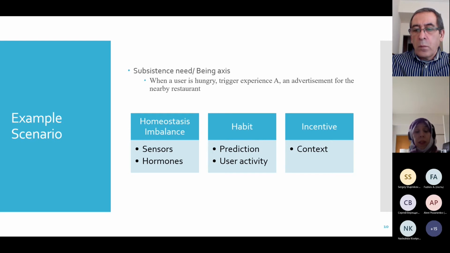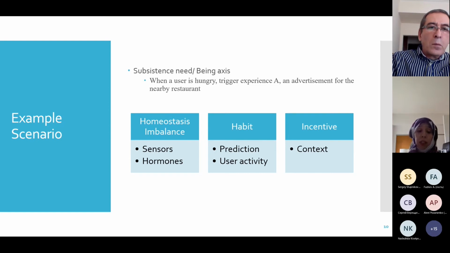And the third trigger for needs in psychology is having incentives, which is an external positive or negative environmental stimulus that motivates a person. So this is external, and detecting it requires context information and probably Internet of Things data in order to collect information about the user's environment and situation and suggest an AR experience for them.